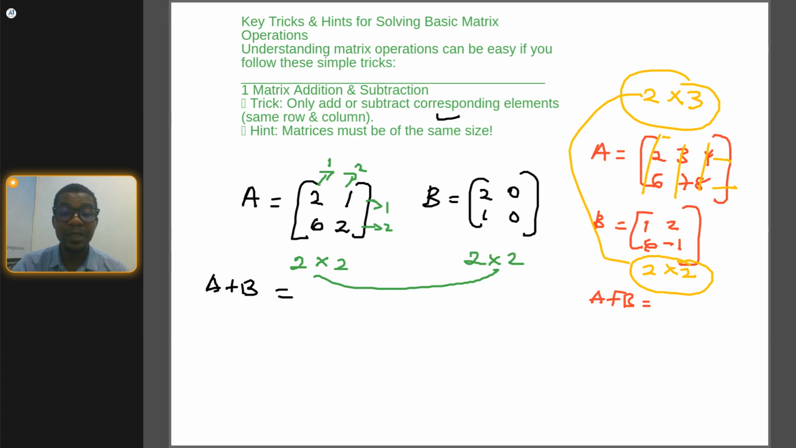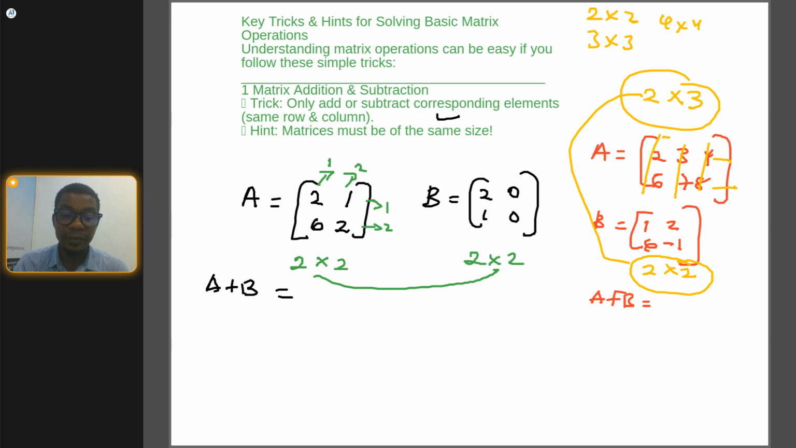If I want to add matrices, they must be 2 by 2, 3 by 3, 4 by 4 matrices, and so on. That means we can only add and subtract square matrices, that is, matrices of the same order.